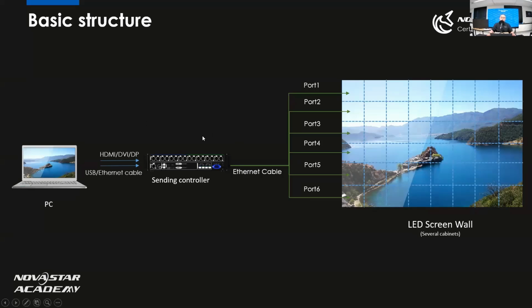Between the controller and our LED screens, we use an Ethernet cable to do the connection. So this is the most basic setup. We have the video source, we have the controller, and we have the working cabinet with receiving card. We can show the image on the screen.